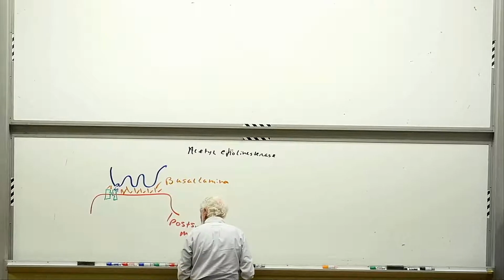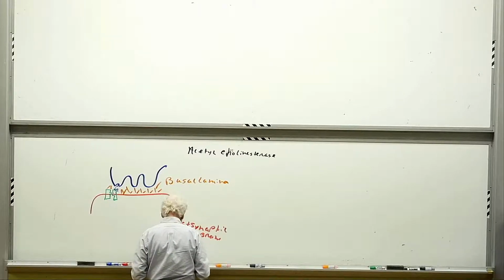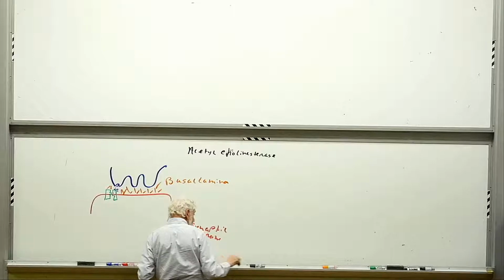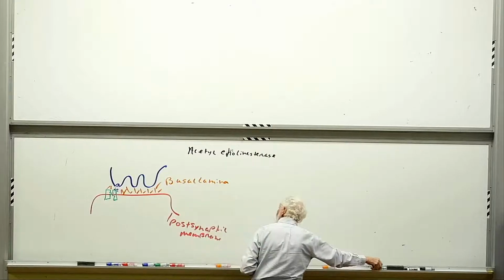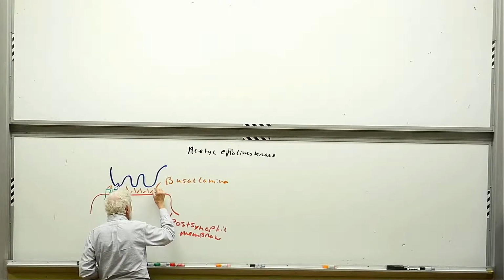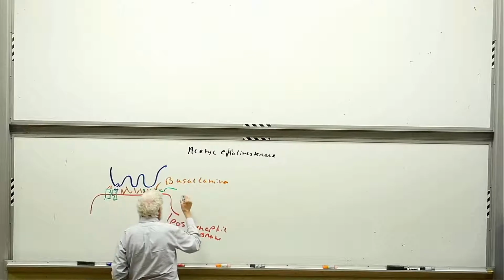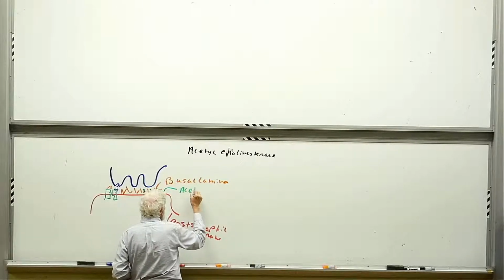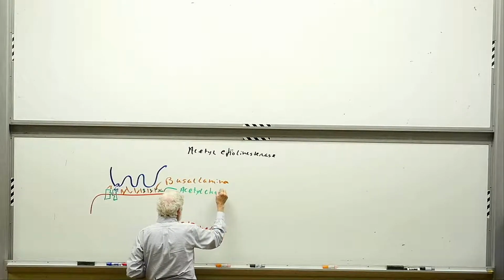And if we look carefully within that basal lamina, let me put it in green, we see that there are these proteins. They're extracellular proteins. And these extracellular proteins are said to be acetylcholinesterase.